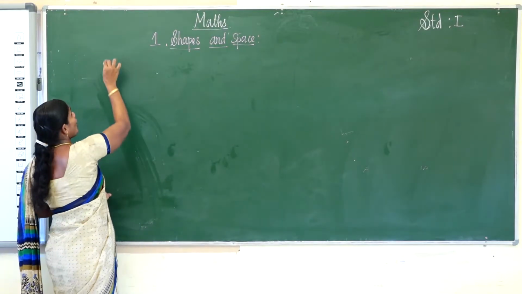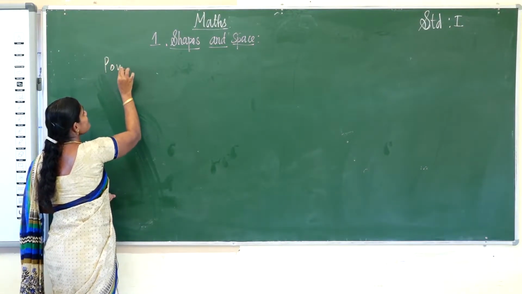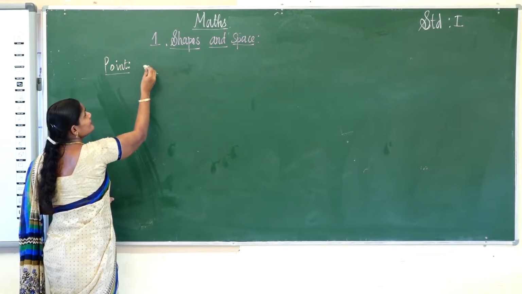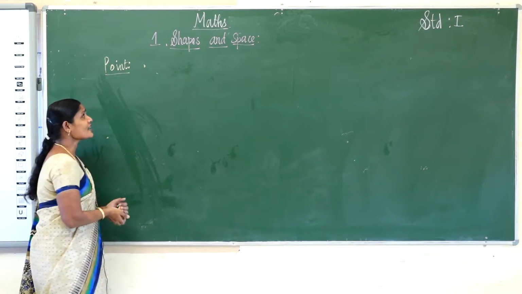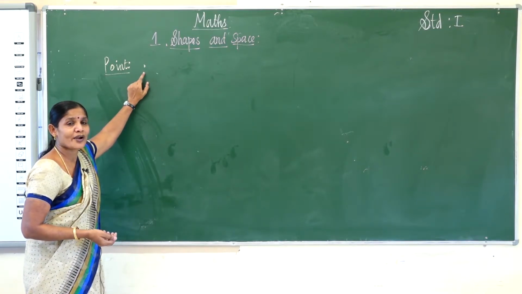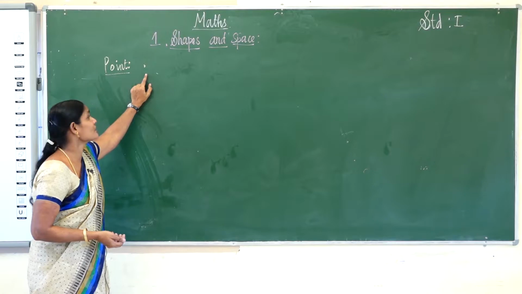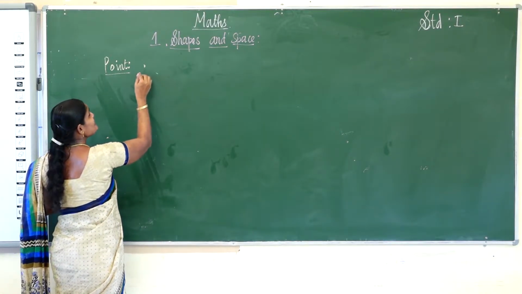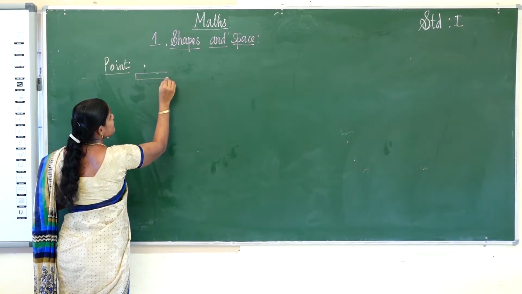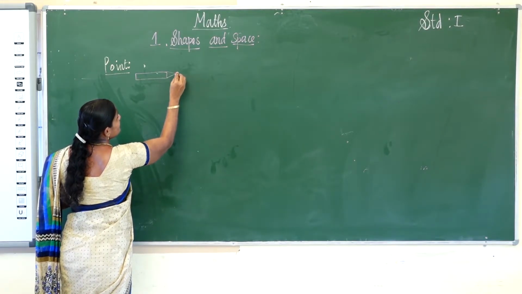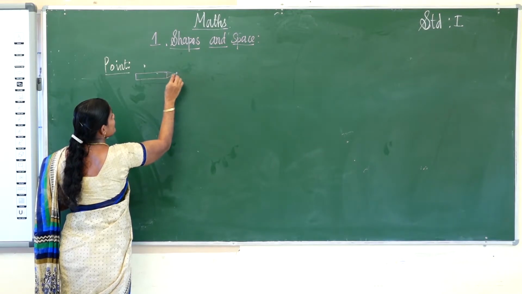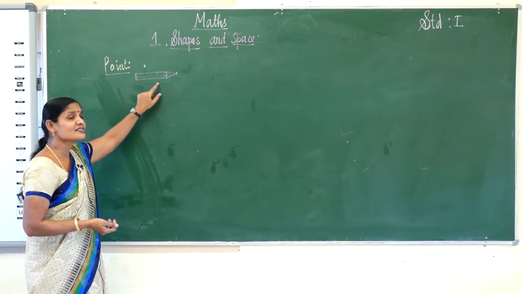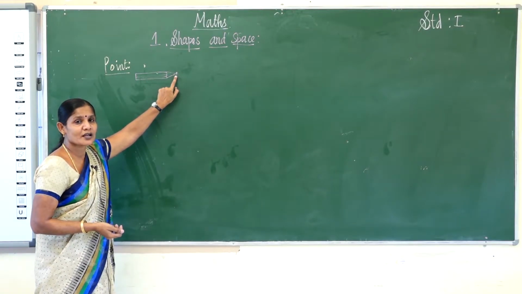What is a point? This is a point. This is the exact location. A point is an exact location. An example of a point is a pencil tip. See this pencil tip, this is a point. So the pencil tip is an example of a point.